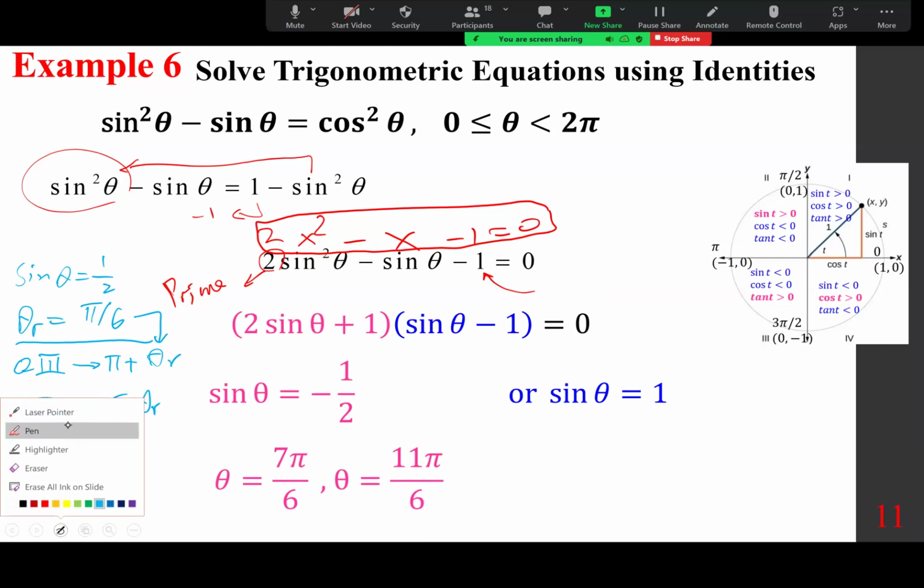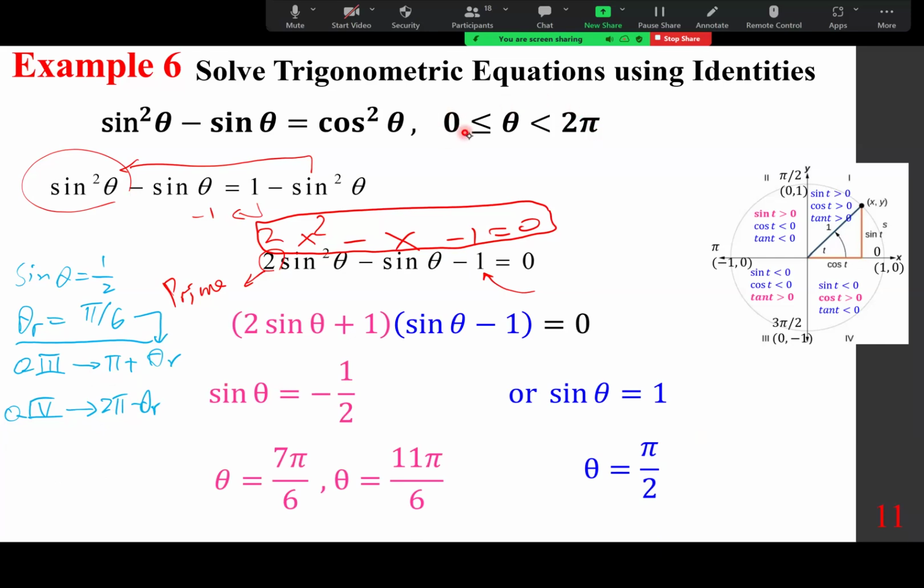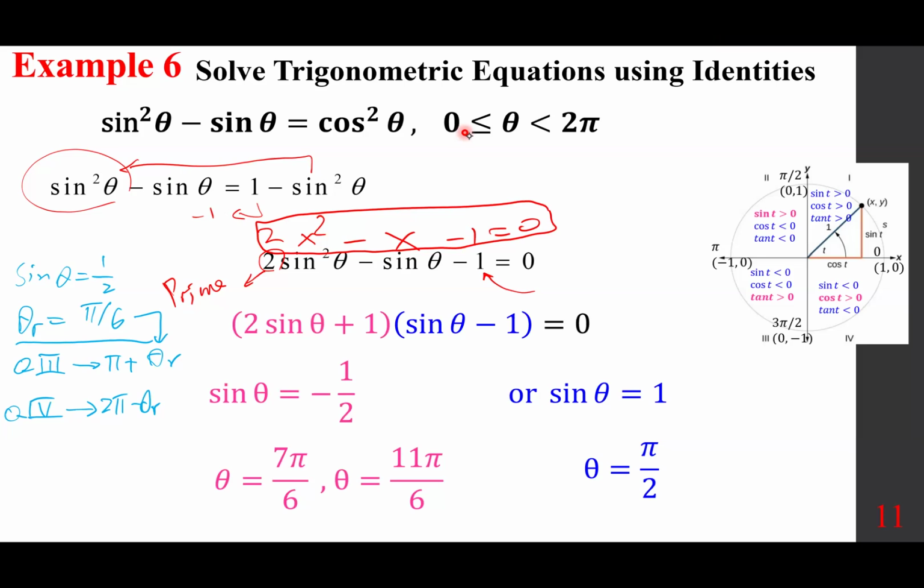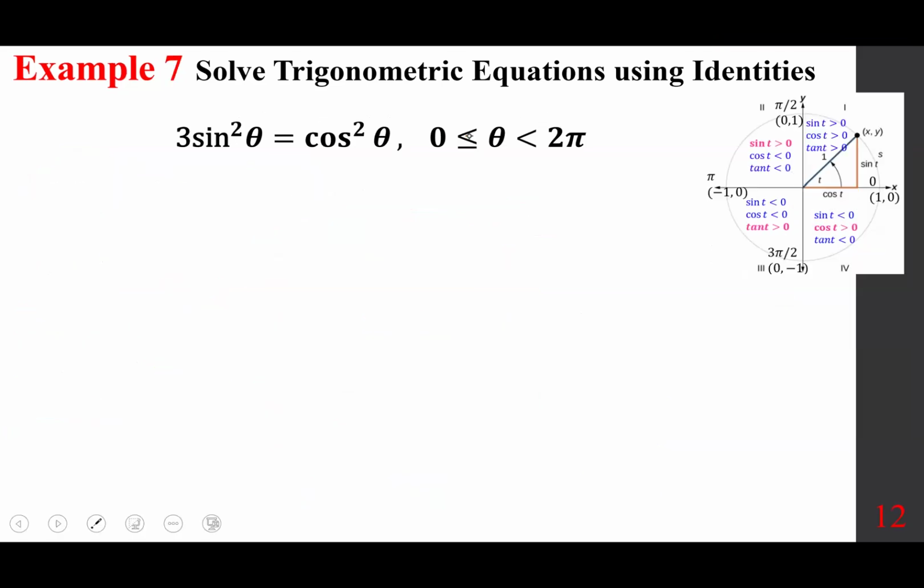So I'm showing you the methodology so that you can easily get to the answer. And the last one is pi over 2. And again, the way you answer it, take a look at what they have given you. All right.